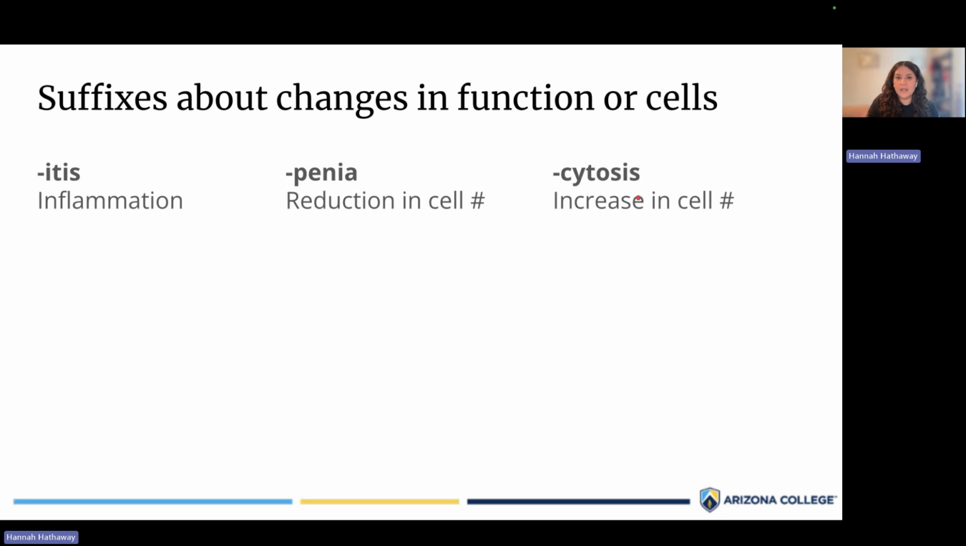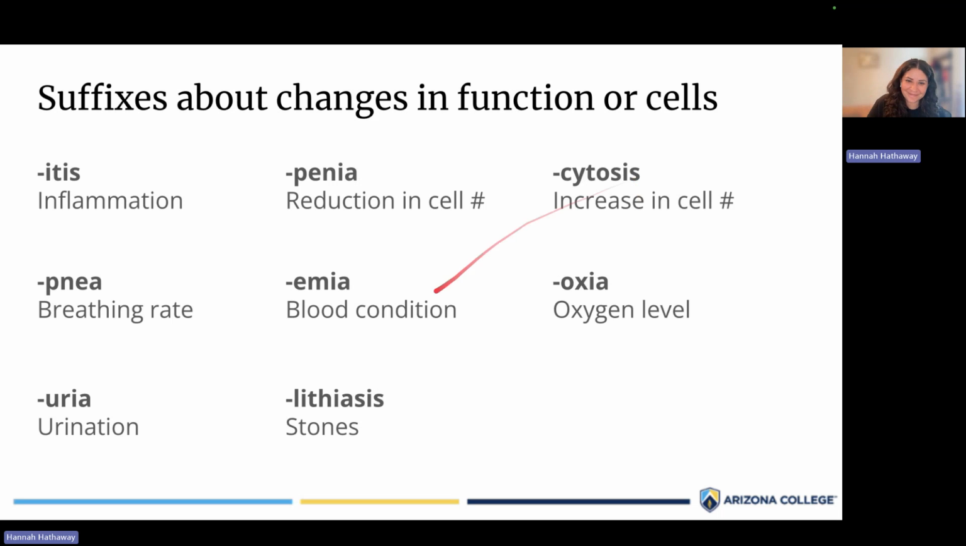The next two are opposites. So penia is a reduction in the number of cells, whereas cytosis is an increase in the number of cells. So for example, thrombocytopenia is an abnormal reduction in thrombocytes or platelets. And then thrombocytosis is an abnormal increase in thrombocytes, the number of platelets. So the suffix of that word gives you a hint about what that symptom means, or that sign.